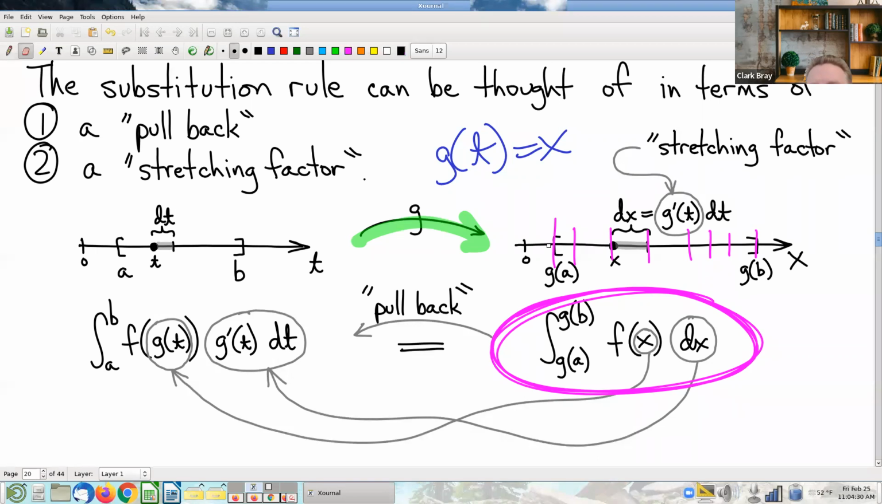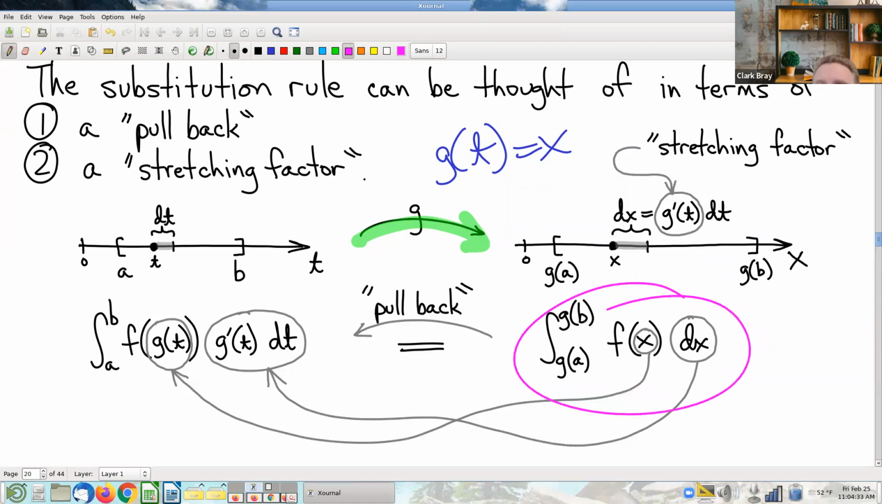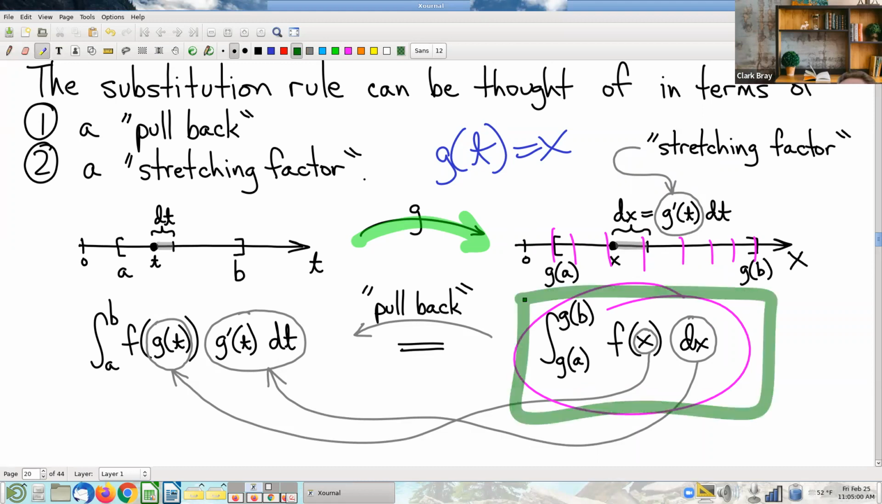Okay, so I can think of this integral here as being executed by the slices that are happening over here, like that, and I can look at the individual components of this chop it up, add it up that I've got on this picture, and I can do what's called a pullback. The pullback says if I have an expression on the right, if I were to rewrite all the x's in terms of t's, everywhere I see an x, I just plug in, well, x is g of t.